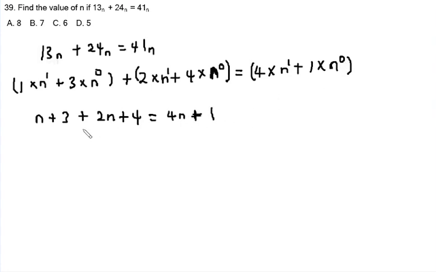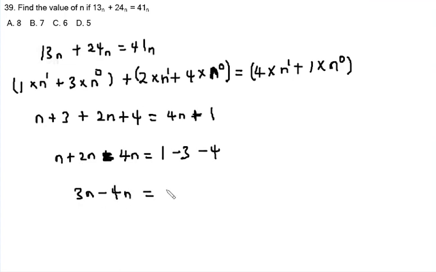So from here, we collect like terms. We move n's to this side and constants to this side. So I have n plus 2n minus 4n. 4n is going to this side, so it becomes a minus 4n is equal to minus 1, and then 3 is going to the other side, so it becomes minus 3 minus 4. Okay, so this is 3n minus 4n, and then this is equal to 1 minus 7. So in the end, you have minus n is equal to minus 6. So that n is equal to 6. So the answer is C.